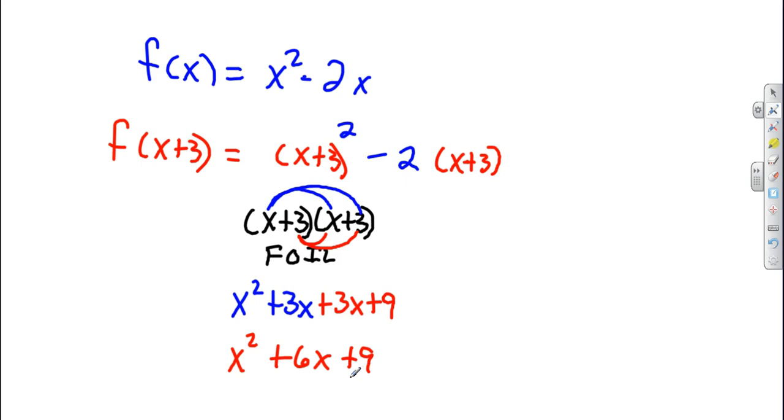Now here's the thing you've got to make sure of. Don't forget about the back end of this one, because you still had this negative 2x, or negative 2 times x plus 3 back here. You've got to do the distributive property with that negative 2. So it's negative 2 times x and then negative 2 times 3. So that's a negative 2x minus 6.